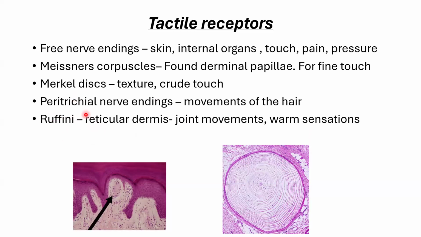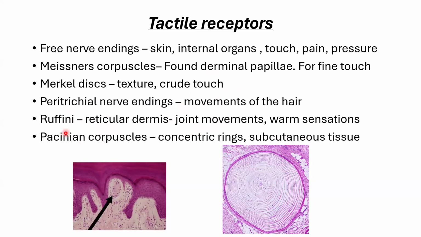And then the other type of receptor is Ruffini. Ruffini receptors are found in the reticular dermis. They give joint movements and joint locations, and in addition to that, they can perceive warm sensations. But the most important one, in terms of tactile sensation, is that it allows joint movement perception.